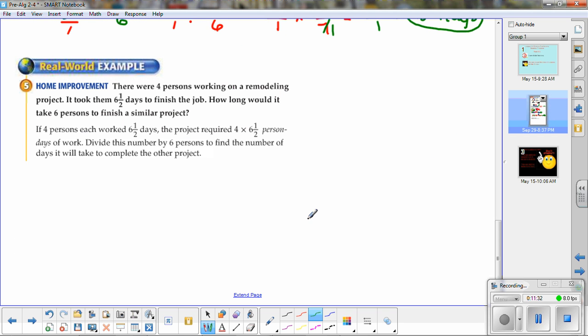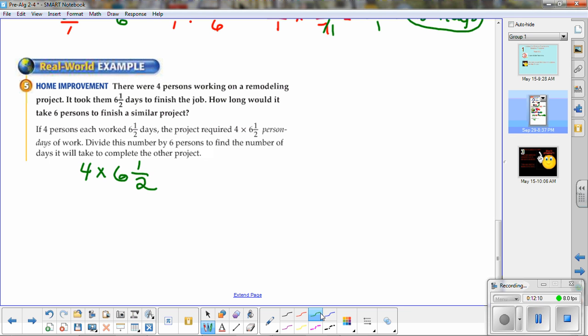Example 5. There were 4 persons working on a remodeling project. It took them 6.5 days to finish the job. How long would it take 6 persons to finish a similar project? Well, if it takes 4 people 6.5 days, we're going to figure out how much that is total by multiplying 6.5 days times 4 people. So 4 times 6.5.